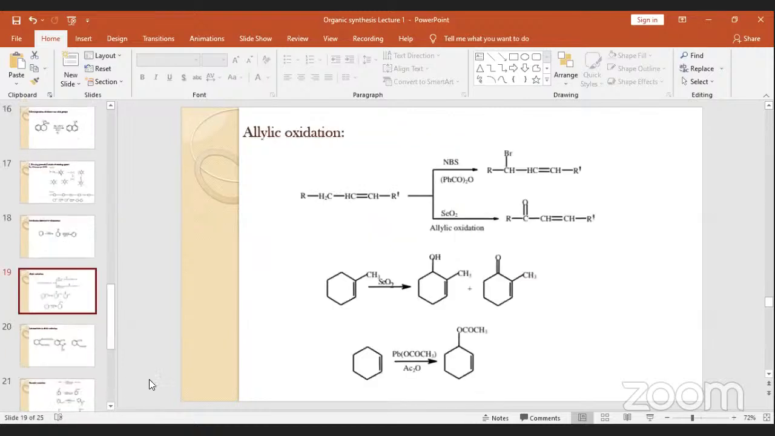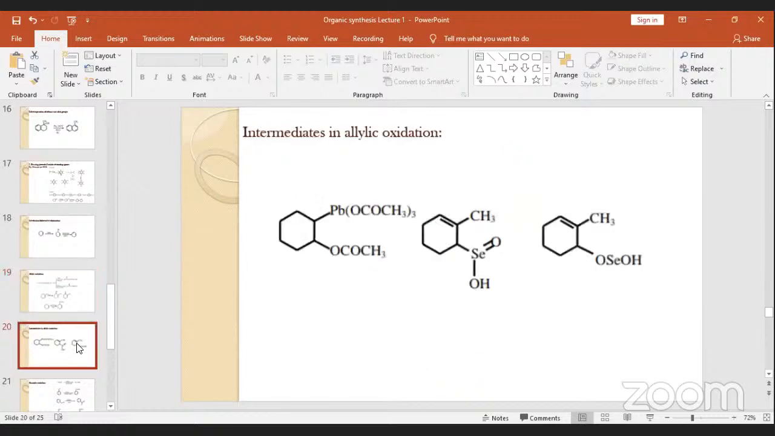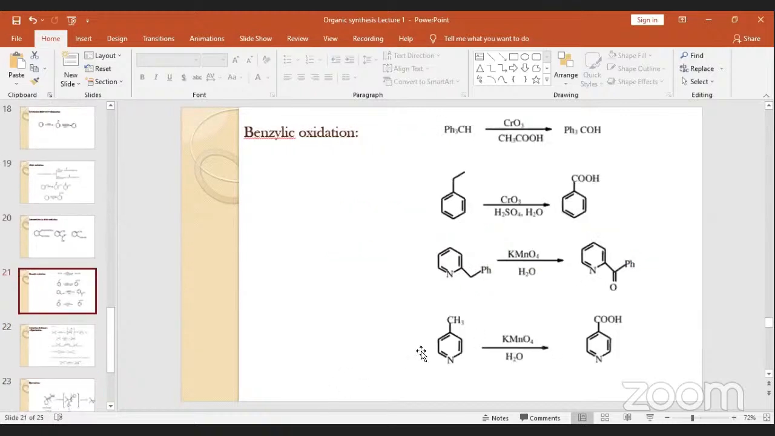Allylic oxidation. The allyl position is oxidized by making use of NBS or selenium dioxide. These are the most common reagents used for this purpose. So, intermediates in allylic oxidation. These are the proposed intermediates. And the removal of this, selenium. These are the proposed intermediates. Okay. Benzylic oxidation, we've already seen.